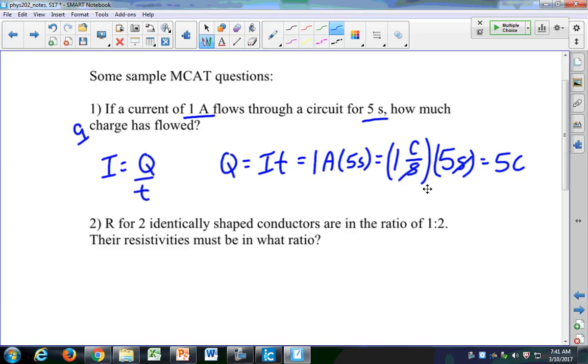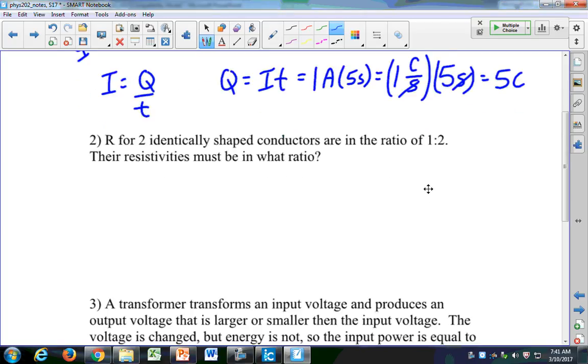R for 2 identically shaped conductors is in the ratio of 1 to 2. That means that if I were to do R1 over R2, it would be 1 over 2. The ratio is 1/2. I don't know if I have a couple pre-meds in here, but regardless whether you're doing pre-med or grad school or whatever, standardized tests, they really like to think about ratios, and you'll often see ratios on these standardized tests. So it's useful to just think about how things relate to one another in this way, and just get used to dealing with ratios and fractions in this way.